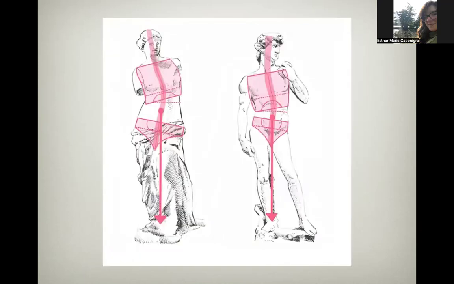Why this works. Contrapposto originated in ancient Greece and was perfected in Renaissance art, just like Michelangelo's David or the Venus de Milo. This pose gives a natural S curve, expresses weight shift and balance, and conveys subtle movement and psychological depth.